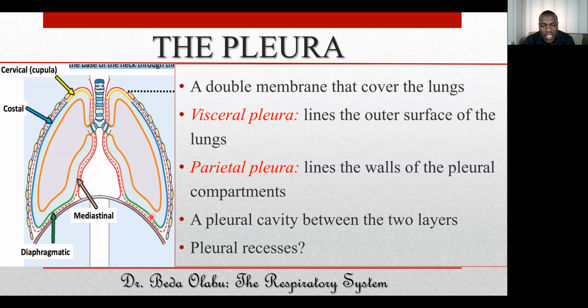The costodiaphragmatic recess is that downward extension of the parietal pleura, but the lungs never reach there, which means the visceral pleura does not reach there as well. This region is clinically important because if someone has pleural effusion, which is when you have fluid within the pleural cavity, an abnormal amount of fluid, that fluid will accumulate here at the costodiaphragmatic recess. And that one can be seen even on chest radiographs.